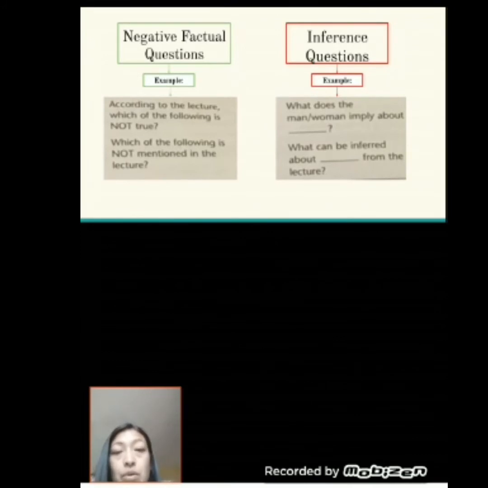Another type of question is inference questions. This asks you to draw conclusions based on information given in the conversation or lectures. The probable number per test is from 3 to 5. And you can see the next example. What does the man imply about?